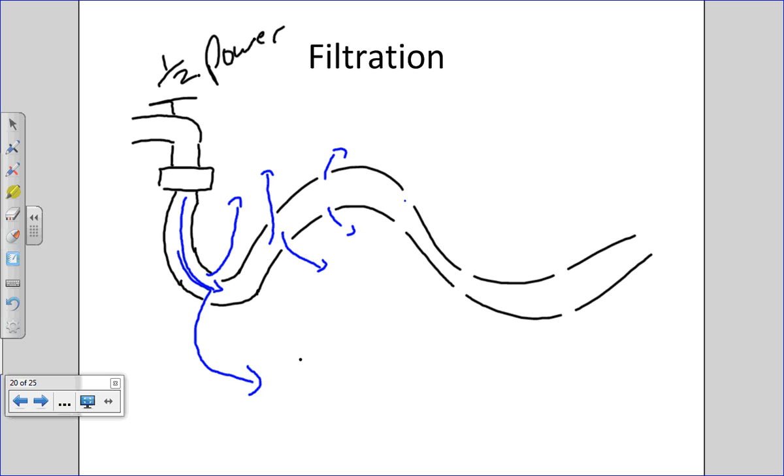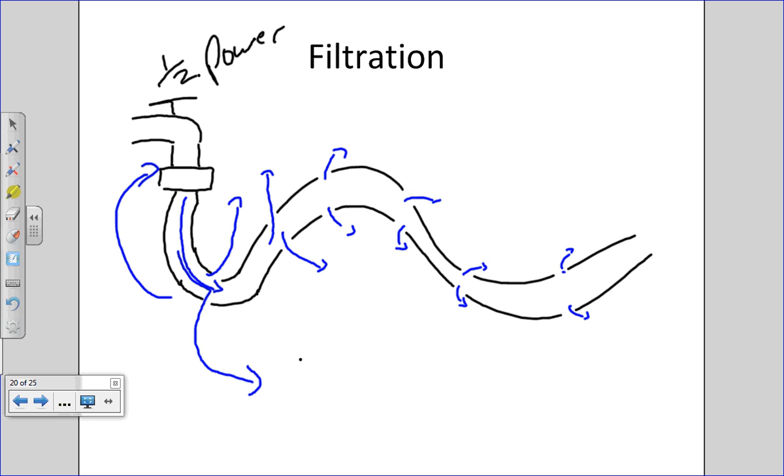It's going to continue to filter out as long as there's a driving force like pressure, and there's permeability. There's some kind of pore for the water to travel through. Now, you'll notice about these arrows that the arrows are the longest here by the nozzle of the hose.